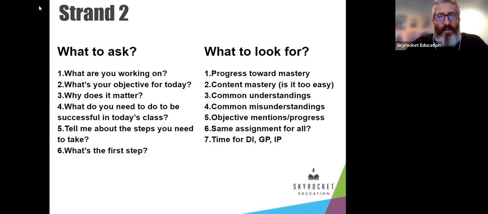And then what you're looking for is the content: are kids making progress, right? So if you think about my model, and if I walked in during guided practice and sampled six kids' papers and saw that all six had chosen a side based on their pro and con chart, and that they had a minimum of three.